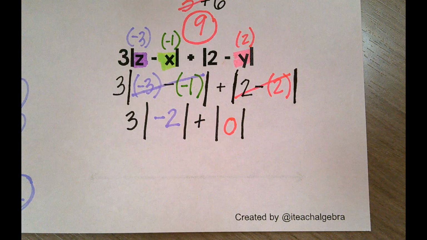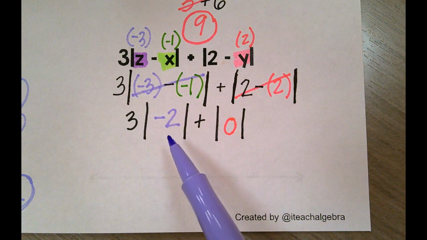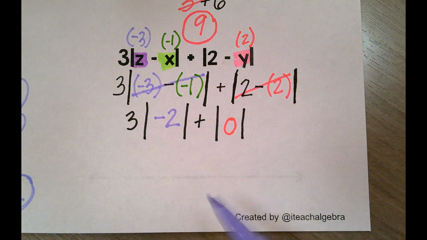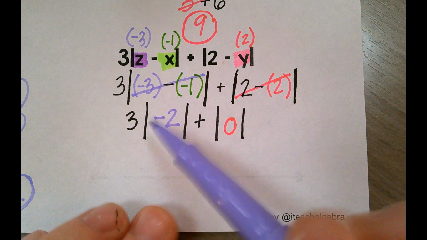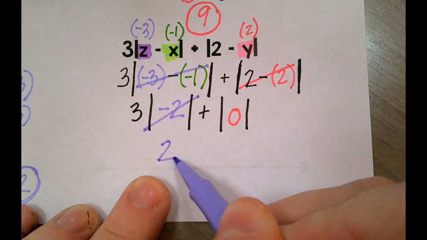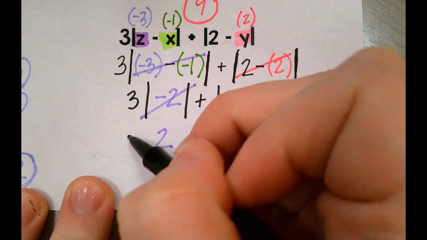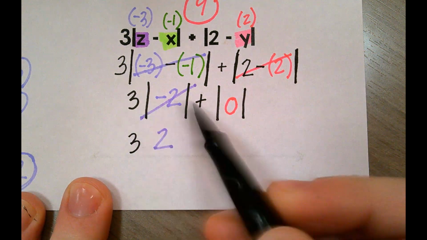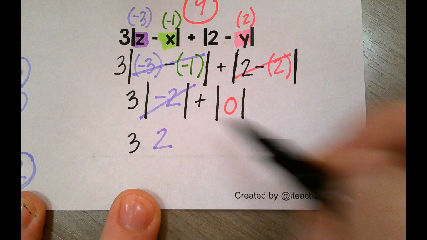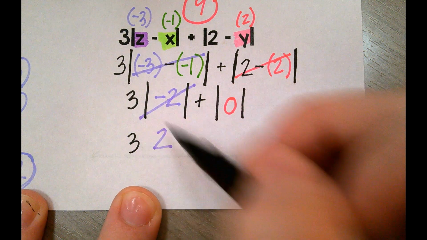So what should I do next? Take the 3, bring it down again, and your absolute value of -2 is +2, right? Good. Yes. We want to get rid of those bars now. So the absolute value of -2 is +2. And we'll bring down 3. Our absolute value bars turn into what? Multiplication. This is 3 times the absolute value of -2.